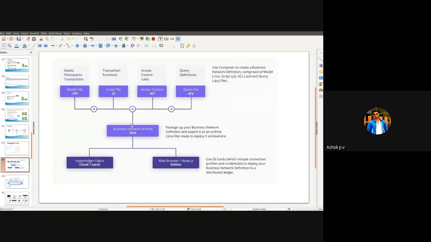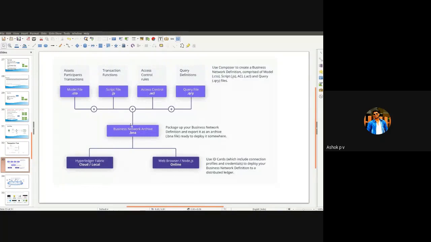Access control rules, I told you, are the permissions for the identities, the participants: what are the permissions, how they write, read, and those kinds of things. And next is the query definitions. As I told you, they use complex queries over CouchDB as well to create and verify queries from that DB. By using these four, we combine them and create a .bna file, that is the business network archive file.